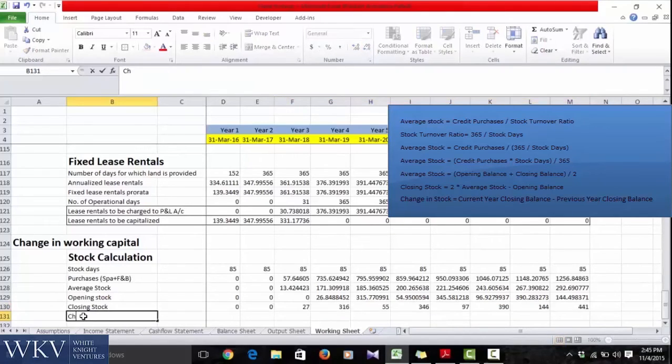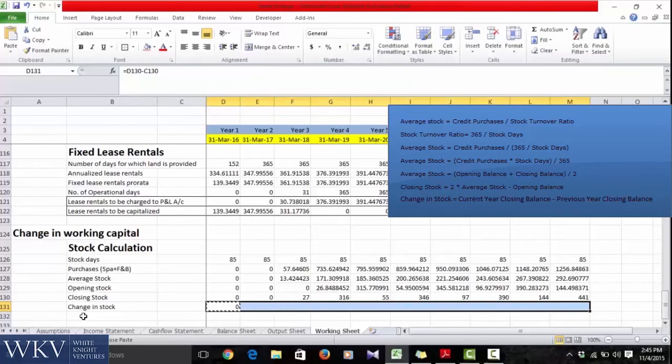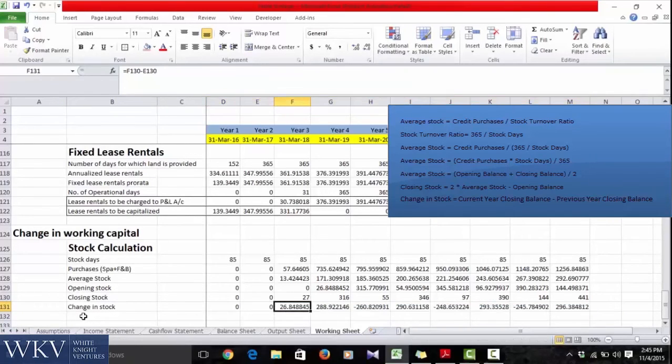Change in stock is nothing but current year closing balance minus previous year closing balance. We enter change in stock calculated in the cash flow statement. The change in stock here will be entered with a negative sign because an increase in stock implies an increase in current assets, which will lead to a decline in cash.